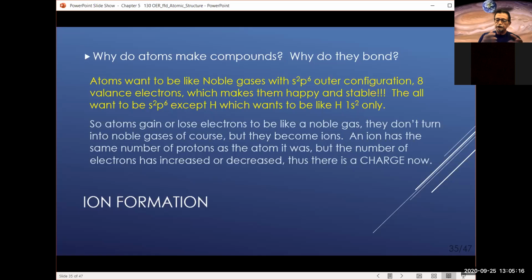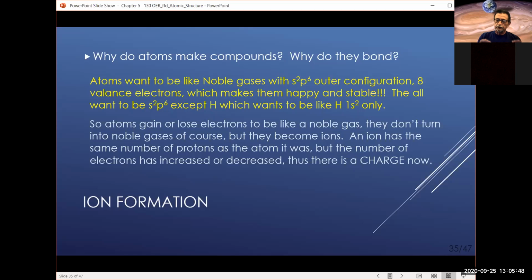So in both cases, losing or gaining electrons, they want to have the same number of electrons as the noble gas either in front of them, if they're nonmetals, or they want to have the same number of electrons of the noble gas behind them if they are metals. Okay, they want to be what's called isoelectronic. Same number of electrons.